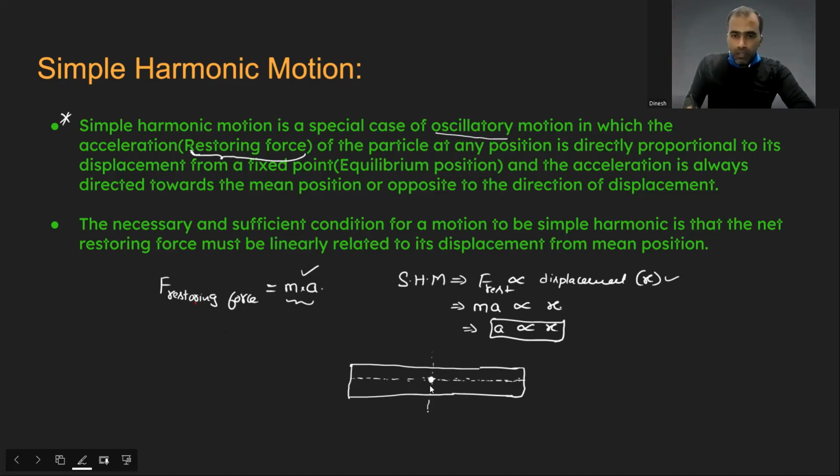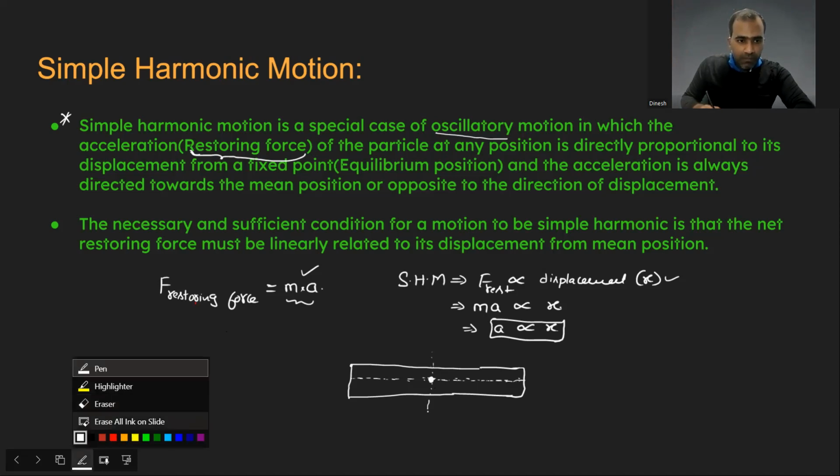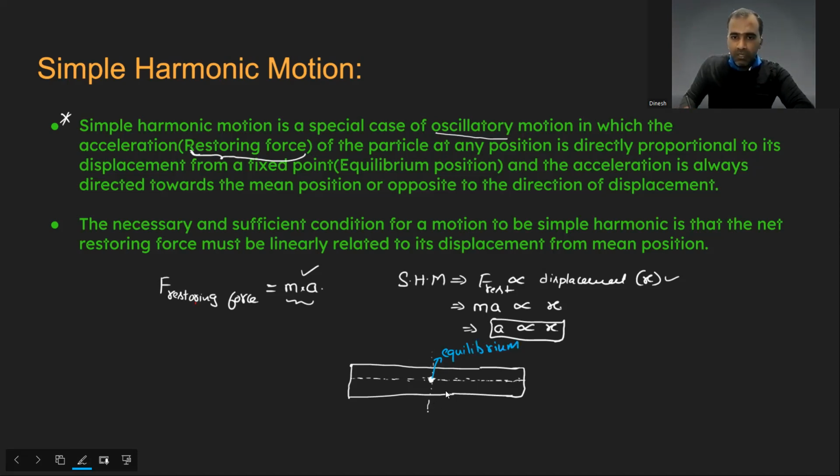Right. Now, how is displacement measured? This is the equilibrium position. What is the meaning of equilibrium position? Can anyone tell me? Yesterday we discussed it. What position is called the equilibrium position? Equilibrium means what? The position to which the particle tries to move itself. Whatever position the particle wants to go towards, that is the equilibrium position.